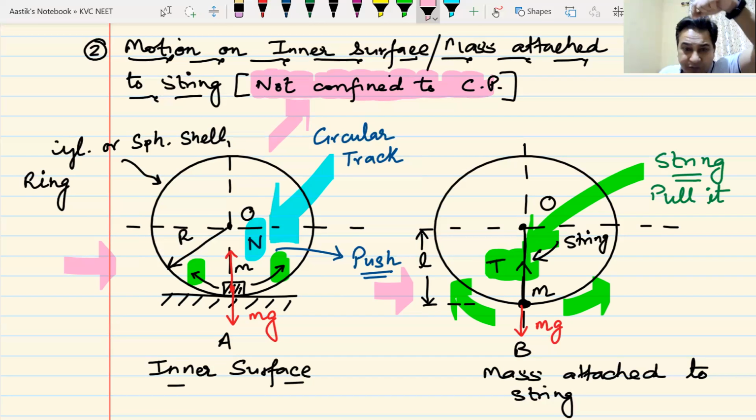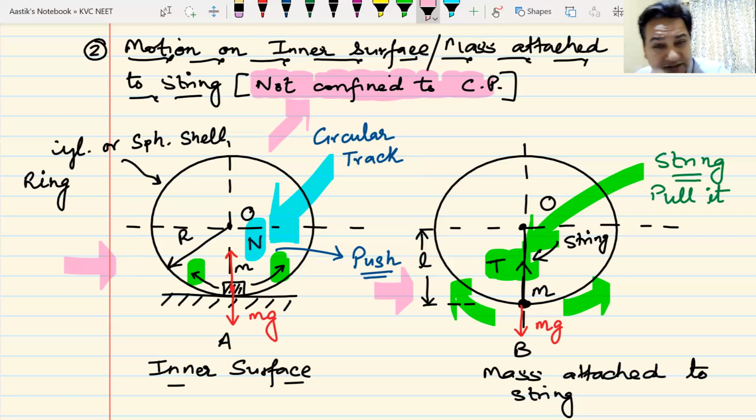Similarly, when I'm moving this block with the help of a string, this string cannot push, it can only pull. And at some point in time, if the velocity is given less than a particular value, and we'll see how much is that velocity, when it is moving, at some point, it will become loose, the tension will become zero.